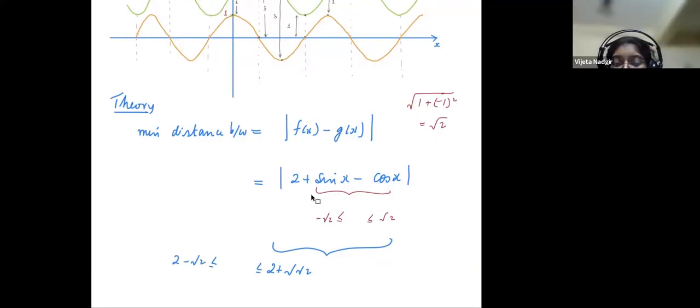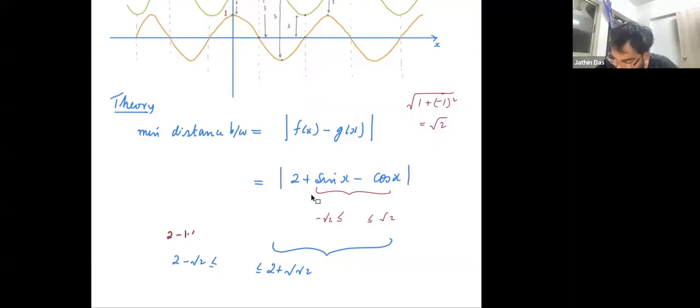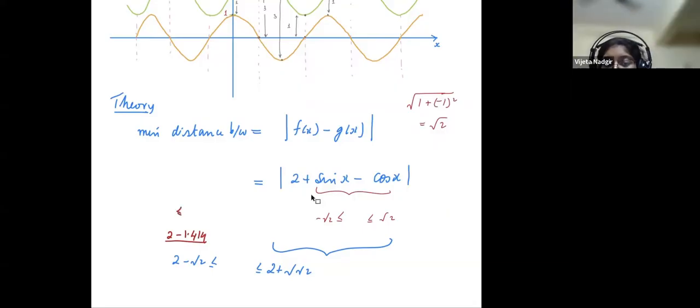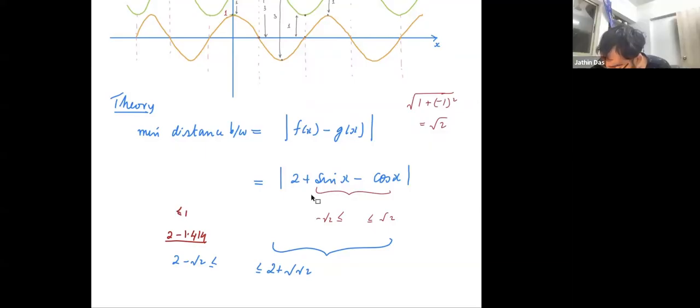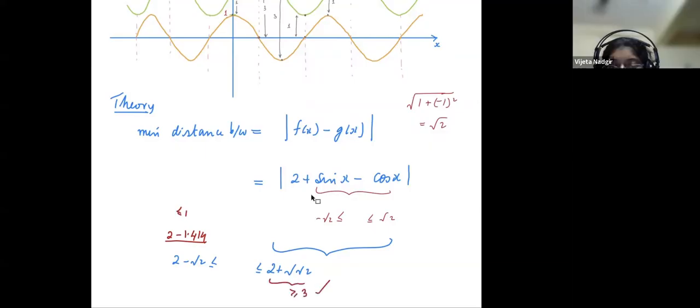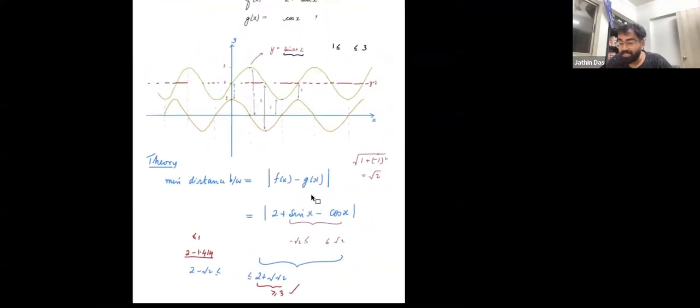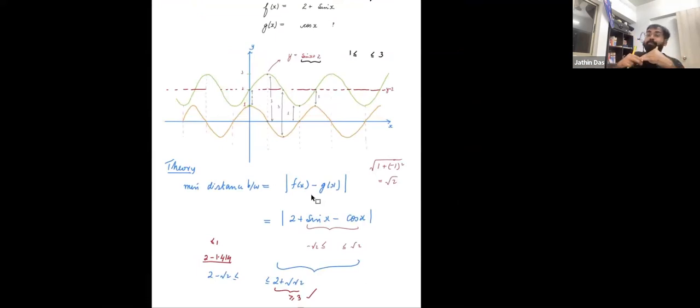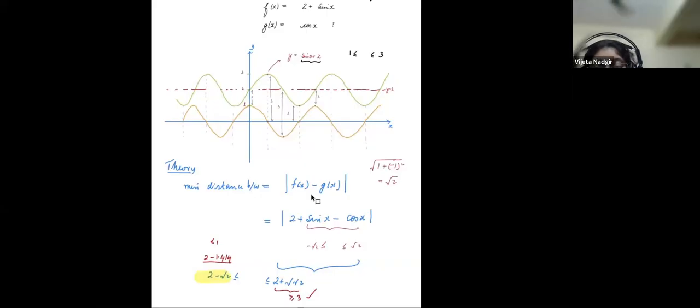Now both are positive only, so there is no need for the modulus actually. So 2 minus 1.414, since root 2 is 1.414. See, it is coming a value less than 1, as we predicted. And here it is coming greater than 3, as we predicted. So the minimum distance will be 2 minus root 2, and the maximum vertical distance between the two graphs will be 2 plus root 2. But they asked for the minimum, so the minimum is 2 minus root 2. Clear?